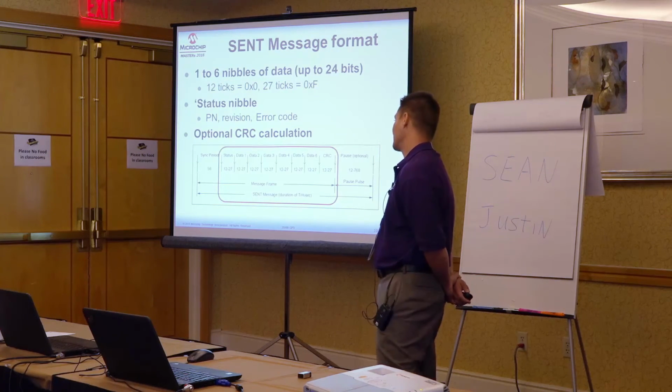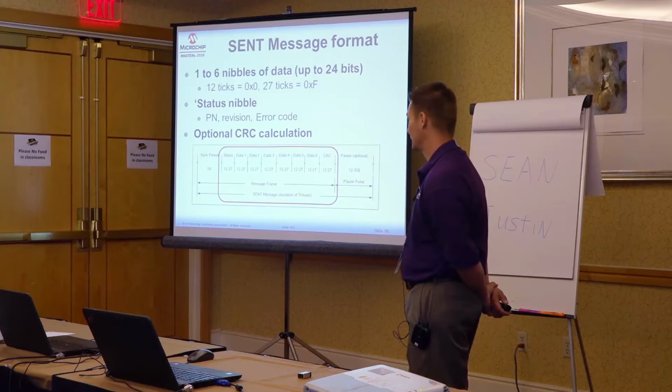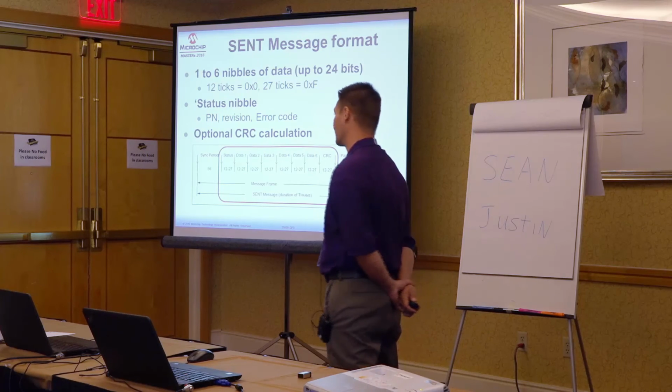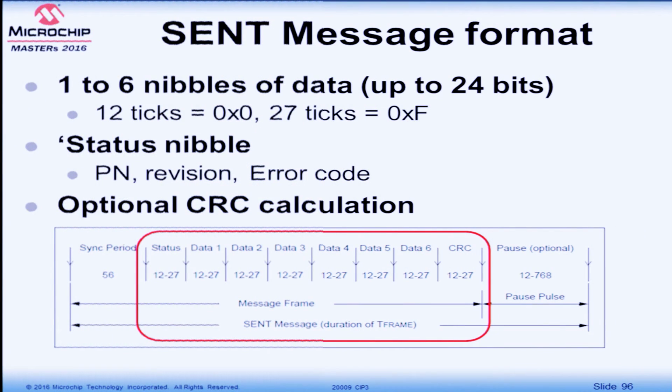The next piece is the data itself, which starts with a status nibble, which is nothing more really than another piece of data. It could be used for whatever. And then we have 6 nibbles of data, which will give you 24 bits of resolution. You could use that for one sensor, or you could mix things together and have 2 12-bit values transmitted at the same time, or any combination. And I talked about how they're encoded in time. So in this case, a value of 0 would be 12 tick times, and the maximum value of F is going to be 27.